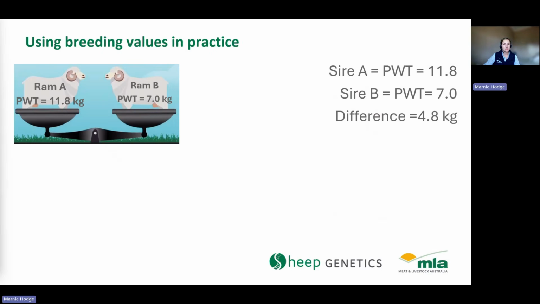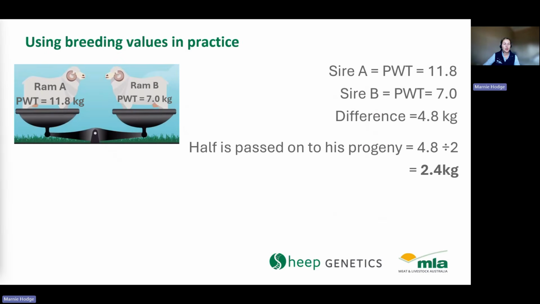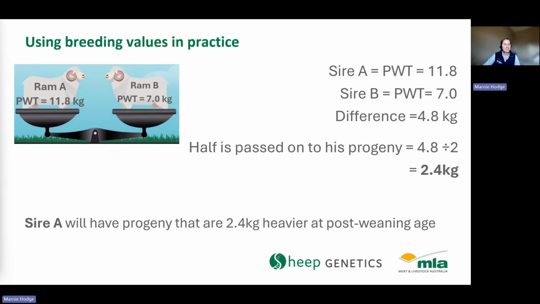So our first step is to find the difference between these two. We're going to take 7 kilos from 11.8, and that gives us a difference of 4.8 kilos. Then we're going to divide this difference by 2. We assume that on average, a progeny will inherit half of its genes from its sire and half from its dam. So that's why we divide by 2. So we take 4.8 kilos, divide that by 2, and that gives us a 2.4 kilo difference. And that ultimately means that sire A will go on to have progeny that are on average 2.4 kilos heavier at post-weaning than sire B.